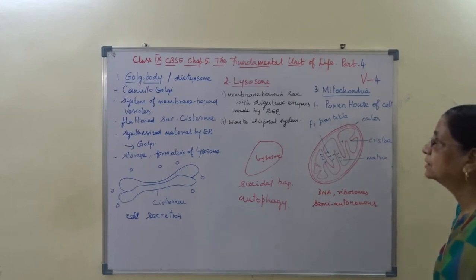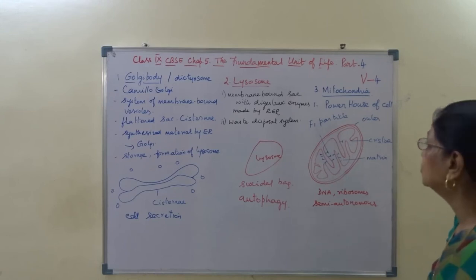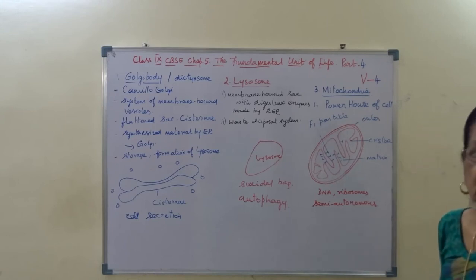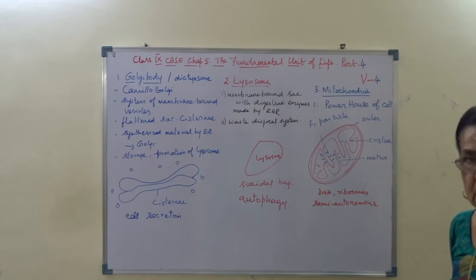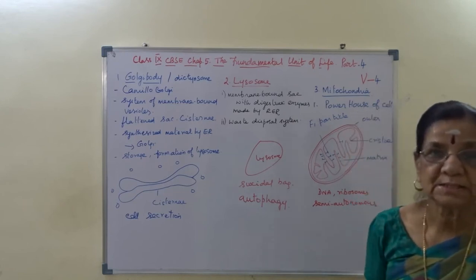So this is for Golgi body, lysosome and mitochondria. We will continue with the next one, plastids. One more we will learn, plastids.